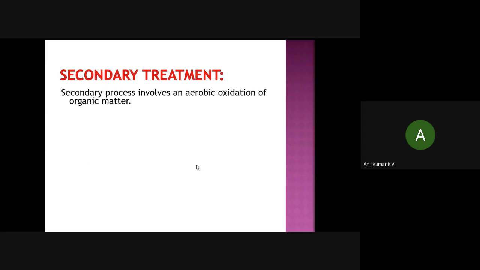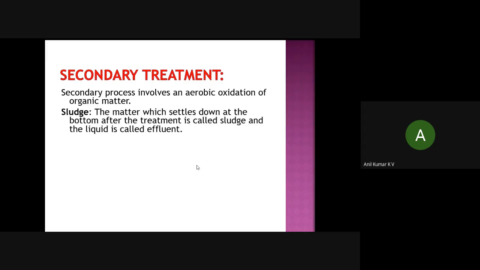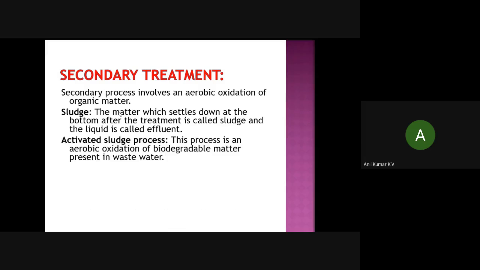Secondary treatment, also known as biological treatment. The secondary process involves aerobic oxidation of organic matter. In this method, activated sludge is used. Before that, let us know what is meant by sludge. The matter which settles down at the bottom after the treatment is called sludge, and the liquid is called effluent. Activated sludge means sludge which contains a higher concentration of microorganisms.